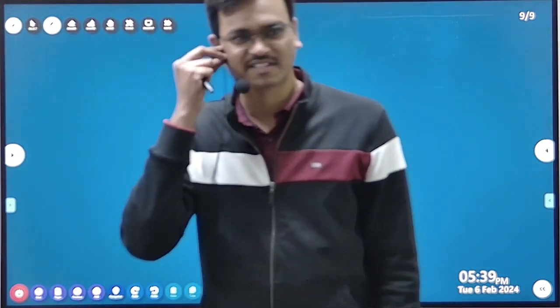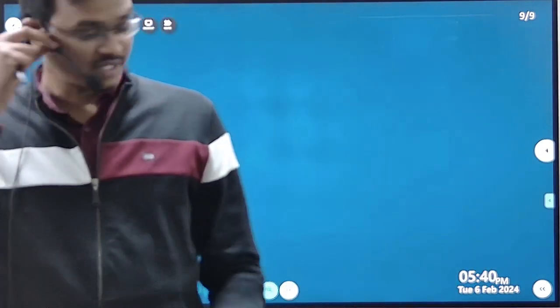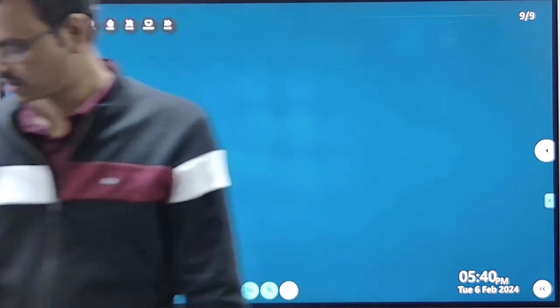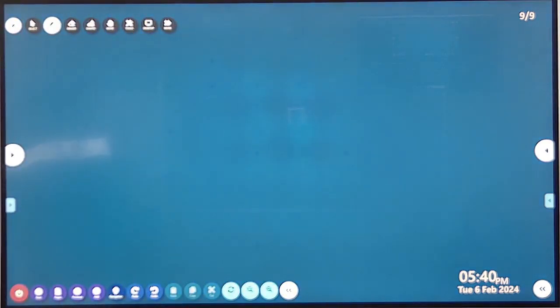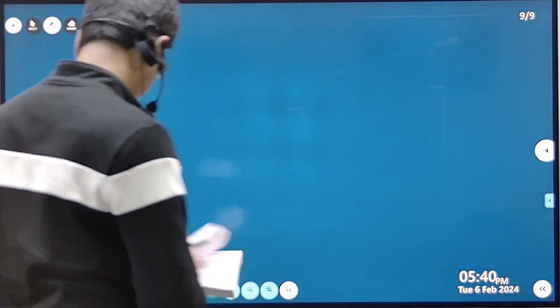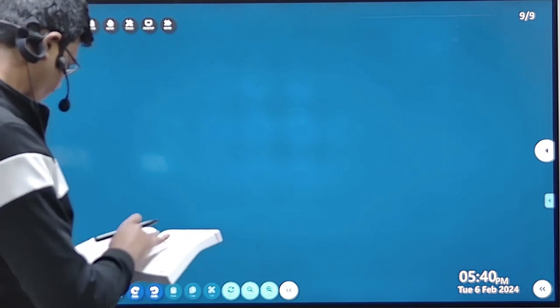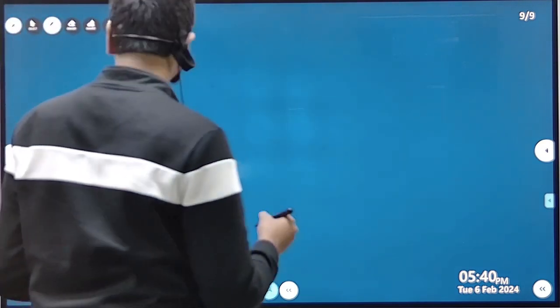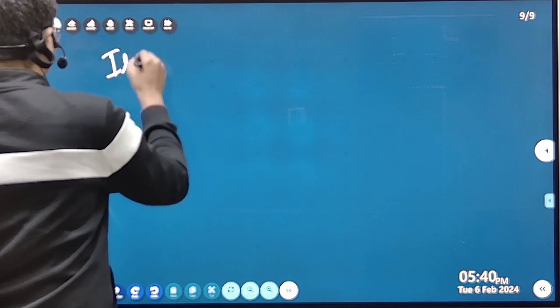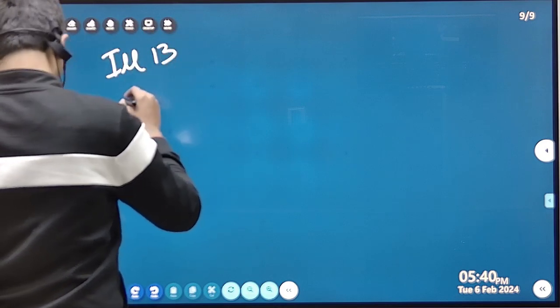Good evening. Okay, so let us continue with where we left off last class. So we were in facility layout, right? Facility location and layout. We have done two problems, illustration 11 and 12. So we were starting illustration 13. So this is illustration 13, page number 57.